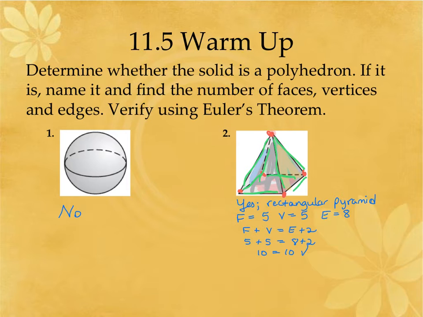You can use Euler's theorem, which is faces plus vertices equals edges plus 2. This will be a way to confirm that this count that you got here is correct. So 5 plus 5 is 10, and 8 plus 2 is 10. So we did count the number of faces, edges, and vertices correctly. Okay, let's go on to the next one.